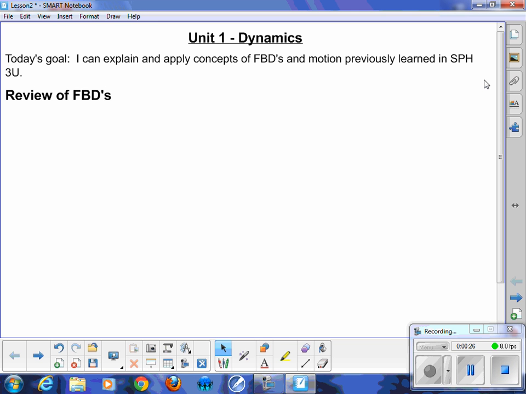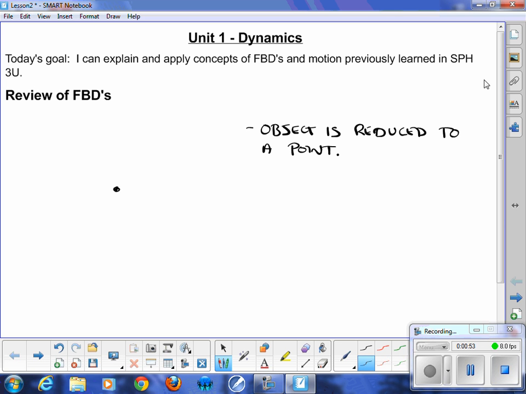So jumping right in, one of the important things we're going to be dealing with in the first two units, we need to be able to draw effective free body diagrams. Keeping it simple, the object is reduced down to a point. All right, and all forces are drawn. Actually, no, let's not do vectors because we are doing free body diagrams. So I'll keep it like this.